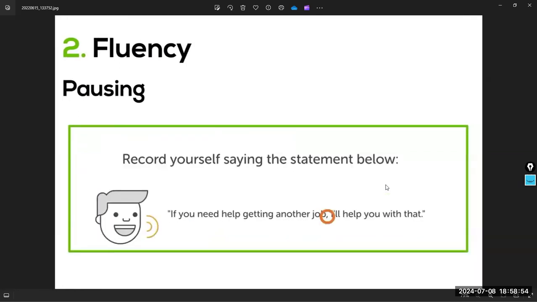Don't forget pausing is really important, especially because we have punctuation marks. Punctuation marks are extremely important because this is about pausing. Absolutely, because we have a comma, you have to pause maybe for 1 or 2 seconds. So you have to say, "If you need help getting another job, I'll help you with that." Notice how I paused for one or 2 seconds maximum because I have a comma. Please, this is really important.